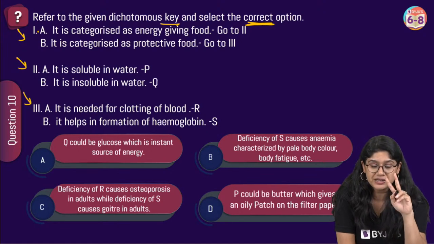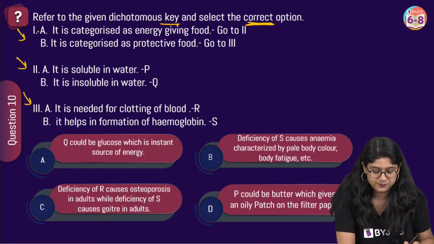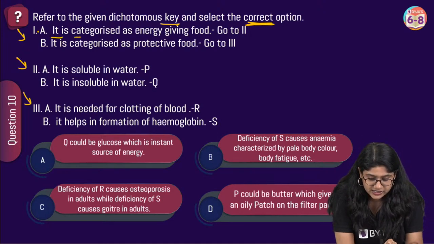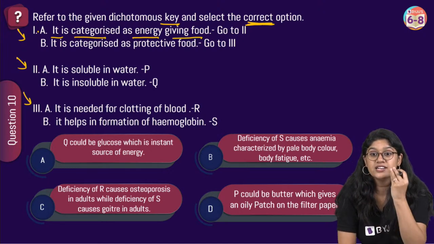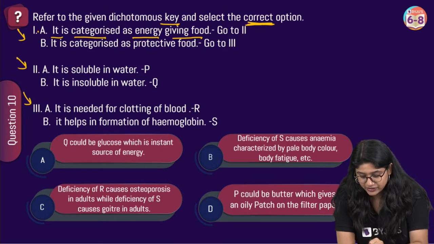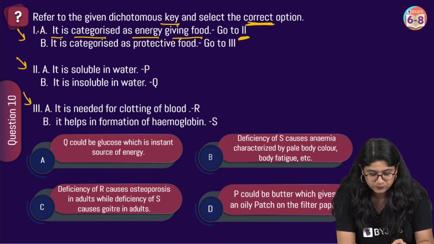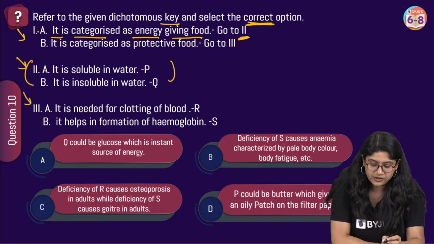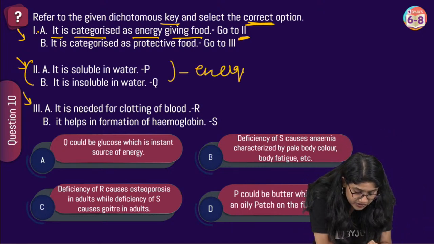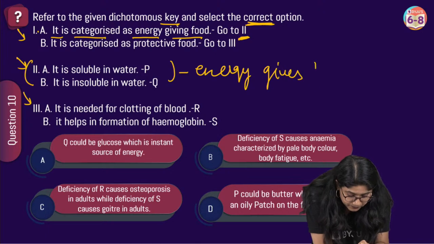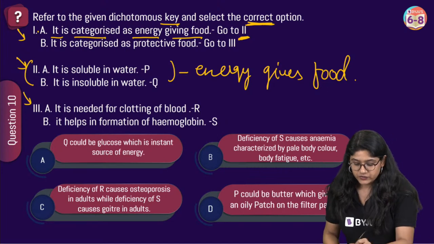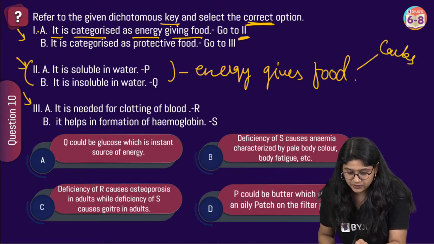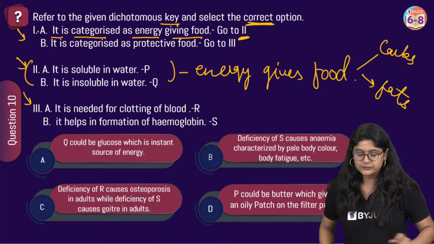It has two important clues. Right? So let's read this. It is a category as energy-giving food. If we are looking for an energy-giving food, we have to go to the category, group 2. See over here, these are energy-giving foods. Energy-giving foods are what? We know that we have carbs, and then we have fats.